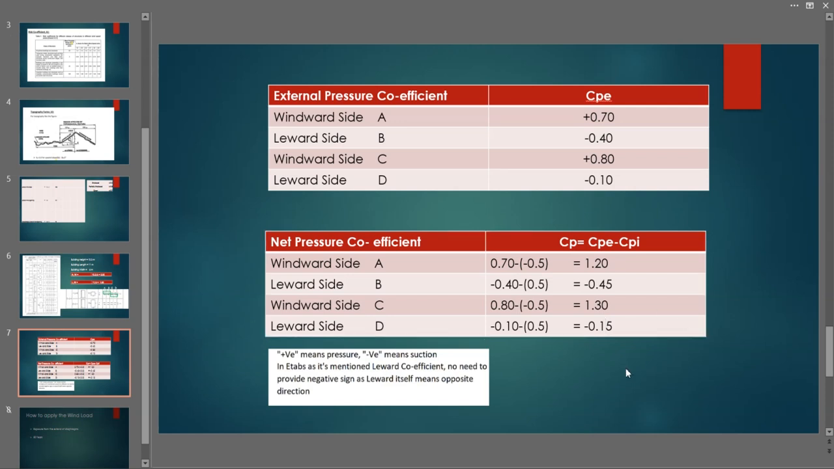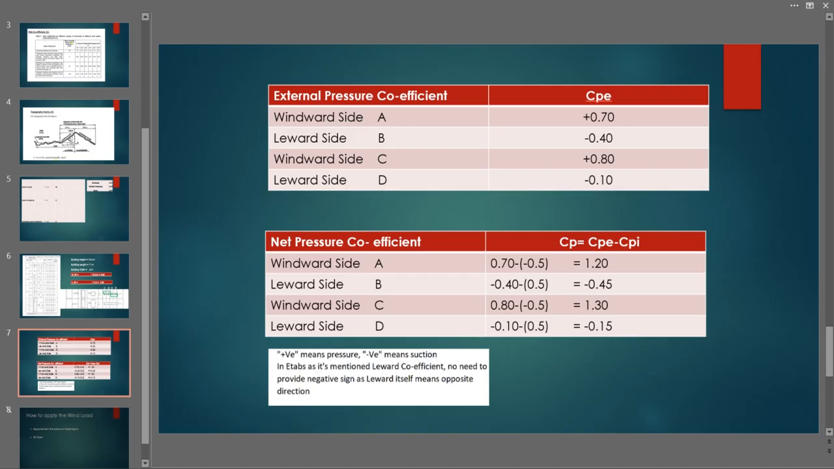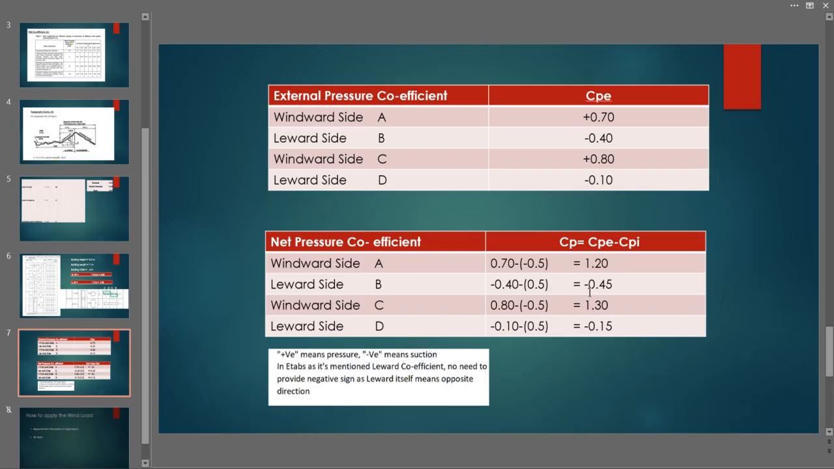Now you can see that we have successfully understood this part as well. After that, if you go to the A tab, you can see that we have to enter only one windward coefficient and one leeward coefficient. We have to enter either A or C for windward, and B or D for leeward. So I will take the maximum value. For windward the maximum value is 1.30, and for the leeward coefficient the maximum value is minus 0.45.